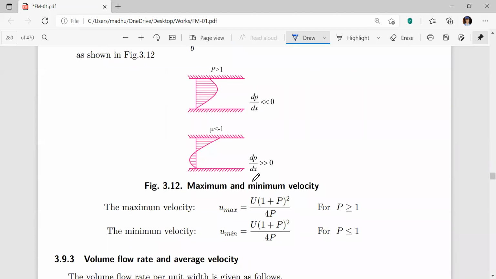Maximum and minimum velocities are shown in the above figure. The maximum velocity will be U max, which is capital U into (1 plus P square by 4P), and the minimum velocity will be U minimum, capital U into (1 plus P square by 4P). These are for the conditions P greater than or equal to 1 or P less than or equal to 1.